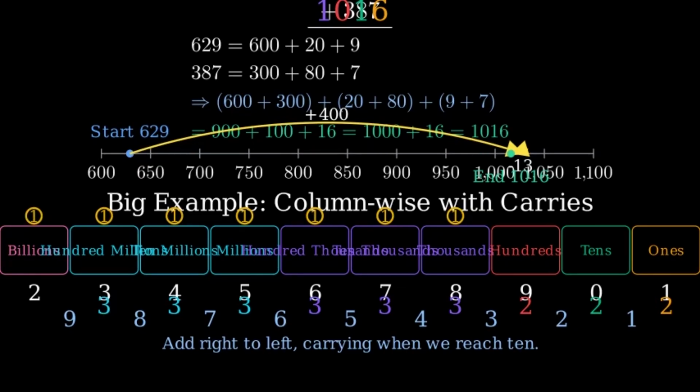2 plus 0 plus 1 carry equals 3. The final sum is 3,333,333,222. Let us summarize the 3 addition methods.